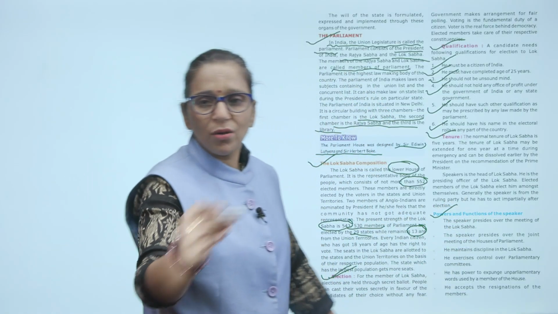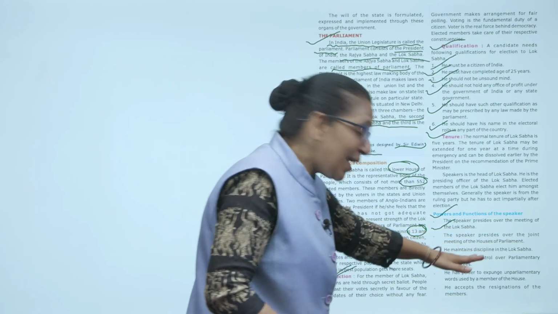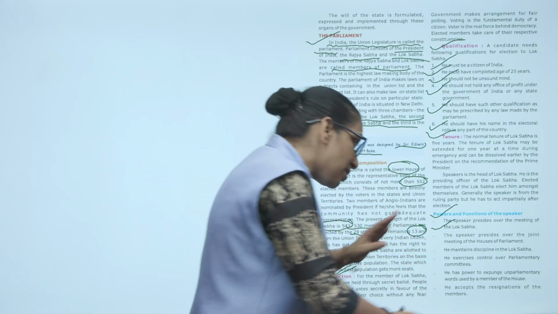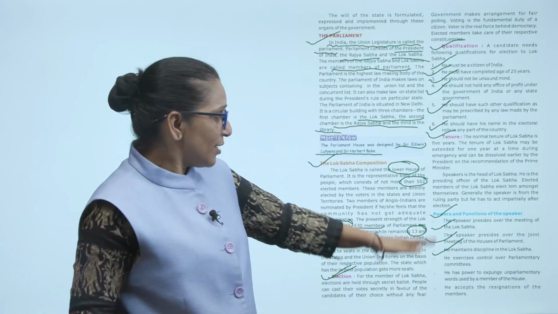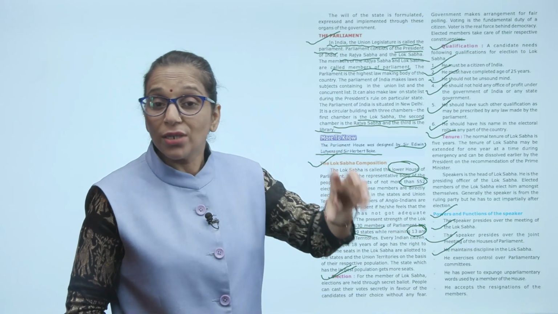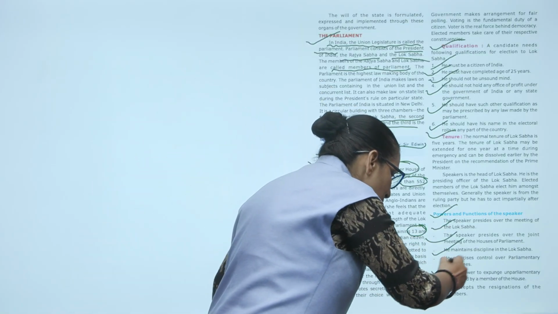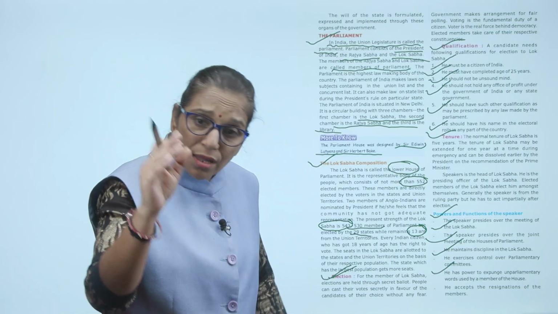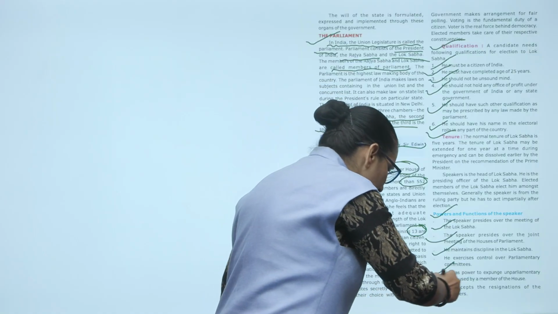The Speaker presides over the meeting of the Lok Sabha. Then the Speaker presides over the joint meeting of the houses of the Parliament. The Speaker also maintains discipline in the Lok Sabha and exercises control over the parliamentary committees. The Speaker has the power to expunge unparliamentary words used by members of the houses. He or she can scold: okay, please don't use such types of words in the Parliament. He or she accepts the resignation of the members also.